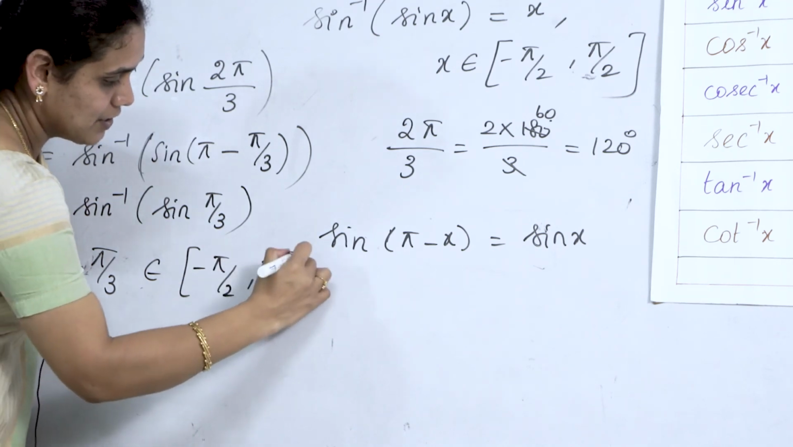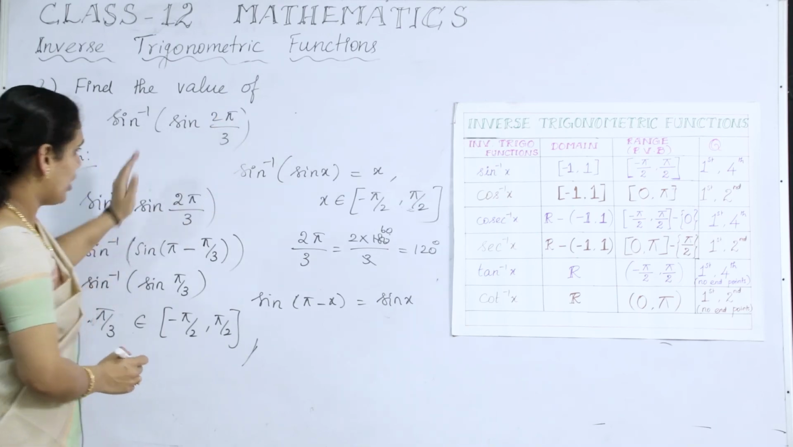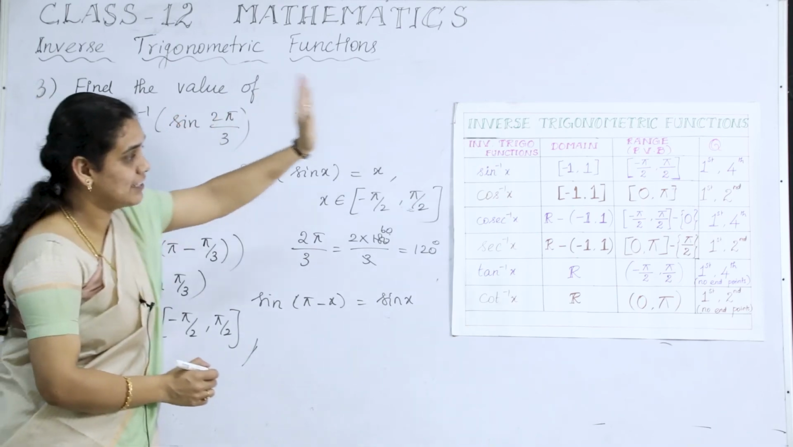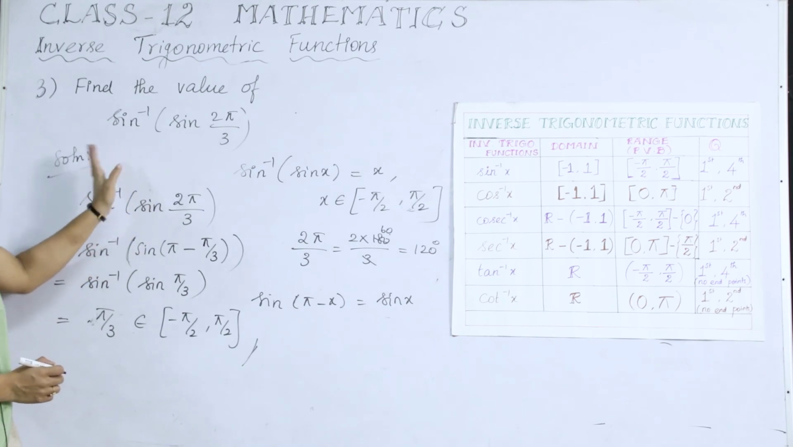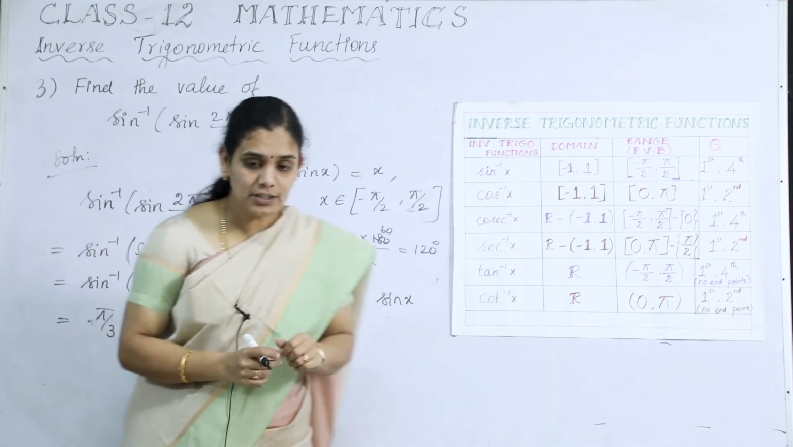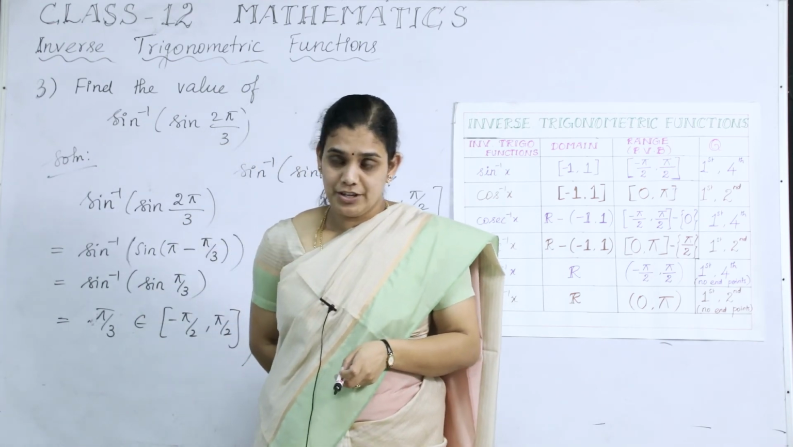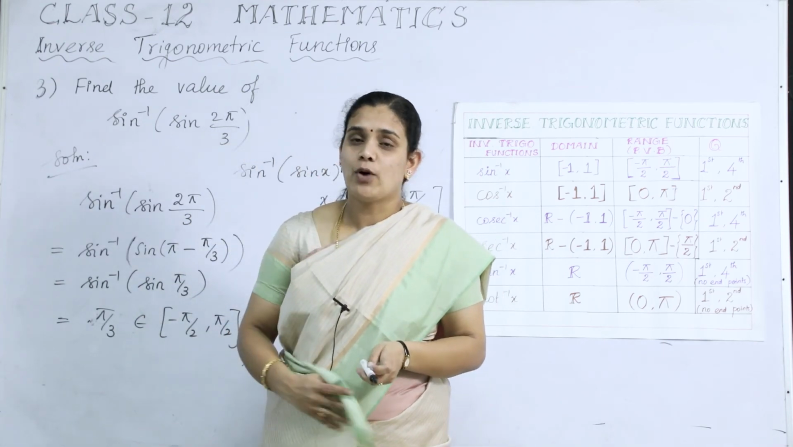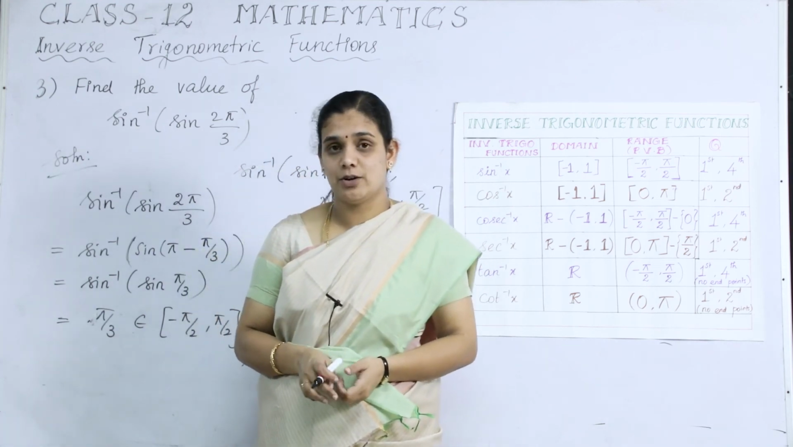By looking at the question, if you straight away give your answer as 2 pi by 3, it is wrong. You have to check whether this value lies in that interval or not. This is also one kind of inverse trigonometric function problem. Alright. So in this session we have learned some problems related to inverse trigonometric functions, and we have only 20 minutes, so I could not solve most of the problems in inverse trigonometric functions.